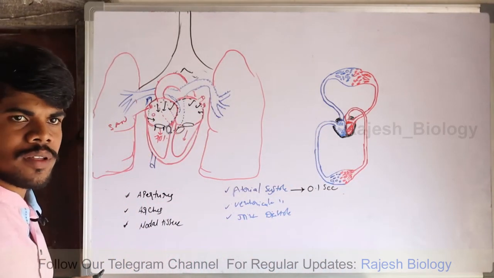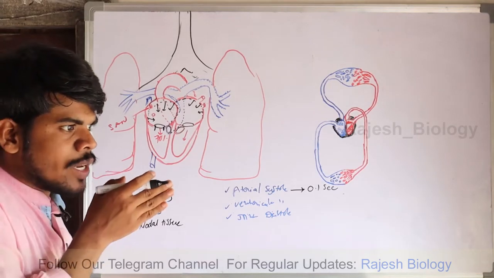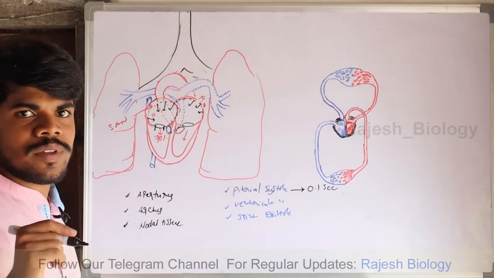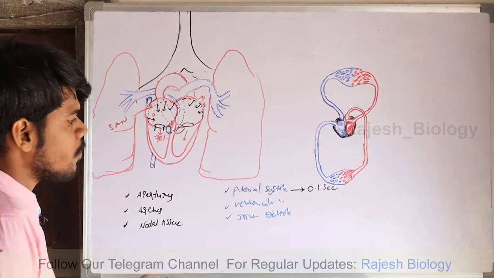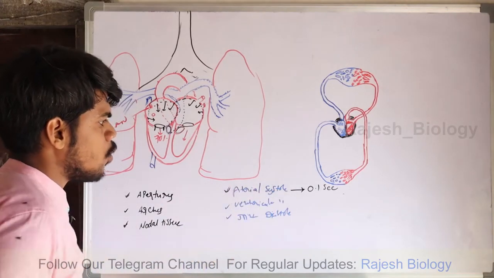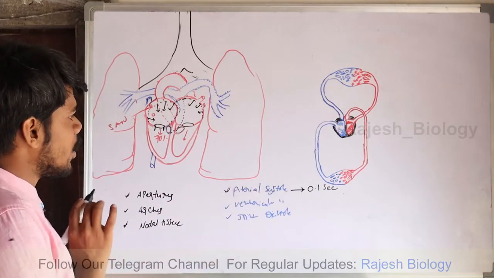Very fast. If we divide 1 second into 10 parts, it is 1/10, okay? Atrial systole takes 0.1 second. Next, ventricular systole.